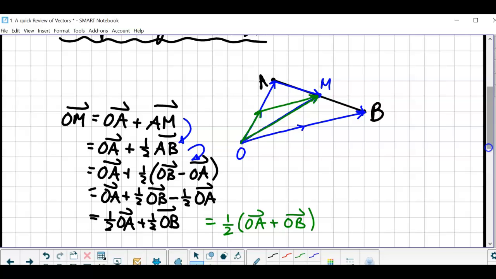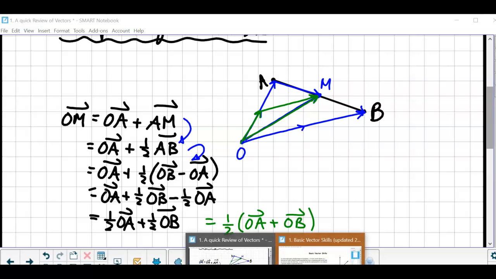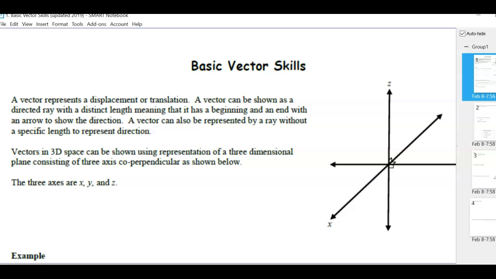All right. So now doing some more work with basic vectors. Okay, so a vector represents a displacement or a translation. A vector can be shown as a directed ray with a distinct length, meaning that it has a beginning and an end with an arrow to show the direction. A vector can also be represented by a ray without a specific length to represent direction.